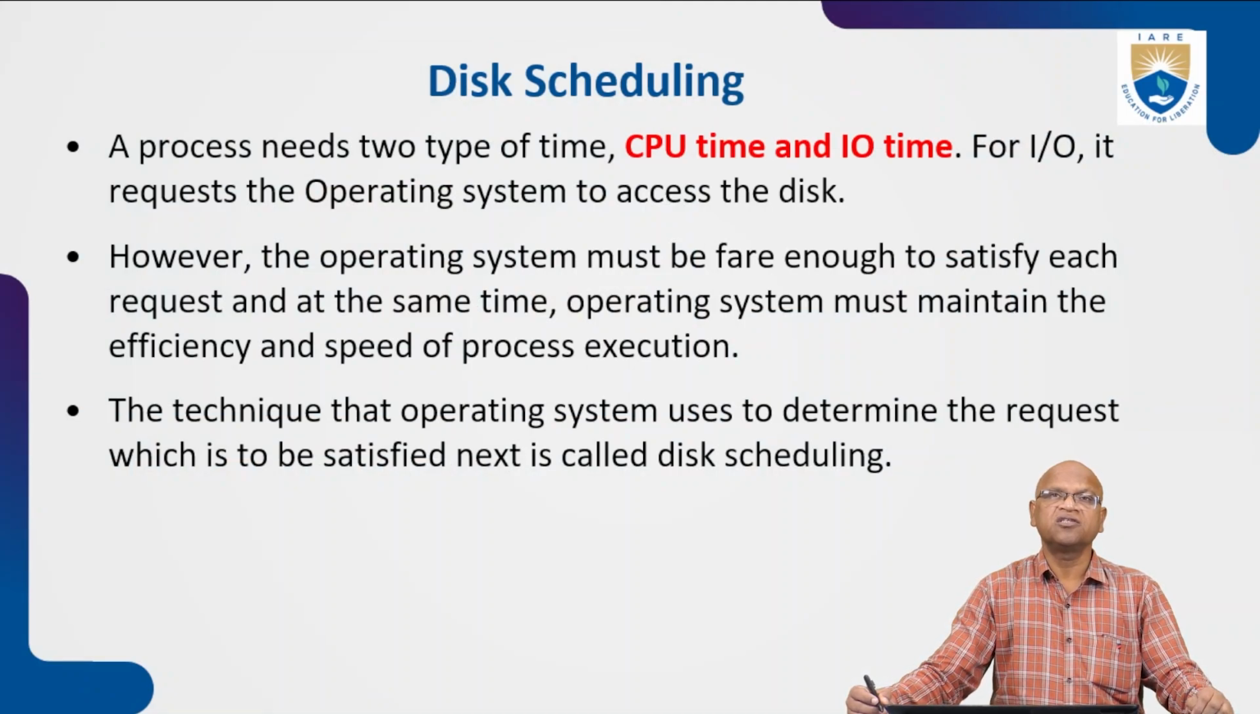So a process needs two types of time, that is CPU time and IO time. For IO, it requires the operating system to access the disk. However, the operating system must be fair enough to satisfy each request, and at the same time, it must maintain the efficiency and the speed of process execution. The technique that the operating system uses to determine which request is to be satisfied next is called disk scheduling.